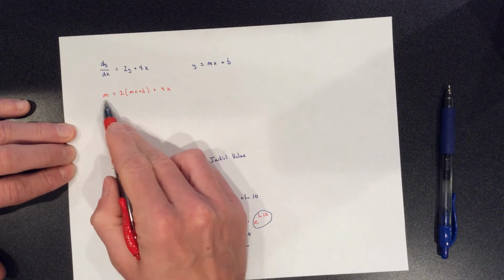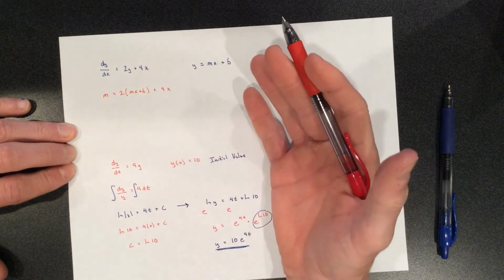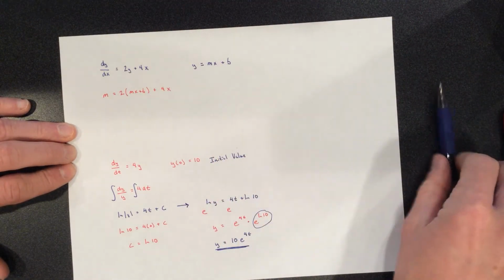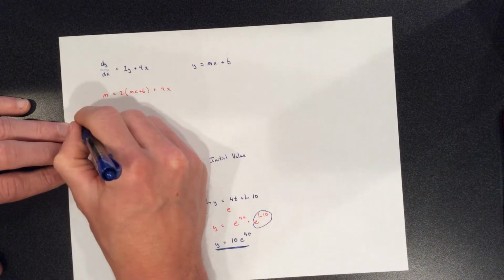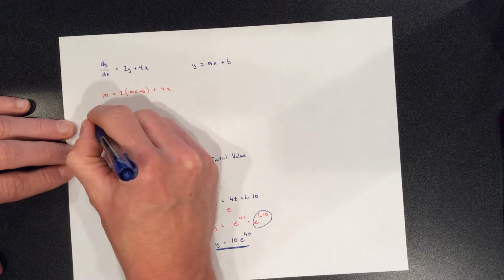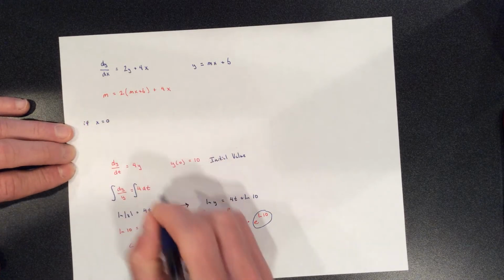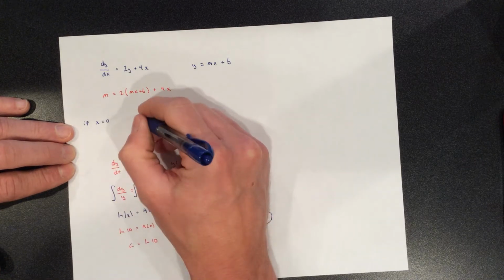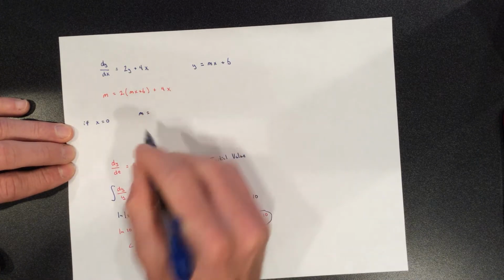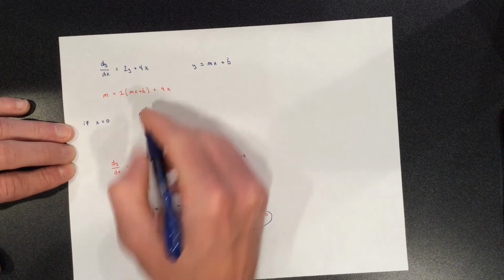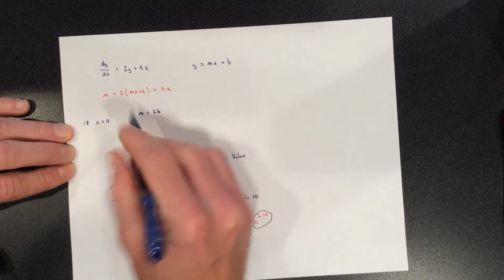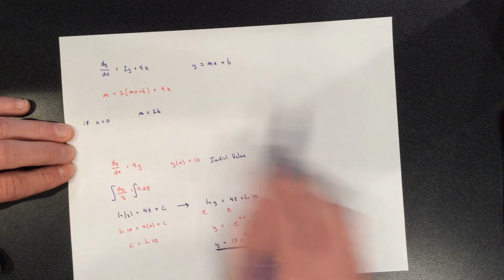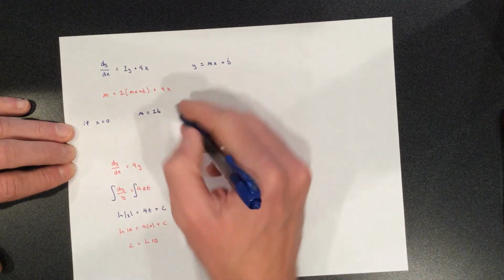Okay, this has to be true for all x, not just for one x. This can be x equals 0, x can equal 5, x can be whatever I want it to be. So very similar to partial fractions, what would happen if x was 0? If x was 0, this still has to be true. So if x is 0, I claim that m equals 2b. This is 0, this is 0, so m equals 2b if x is 0. All right, so I know that has to be true.